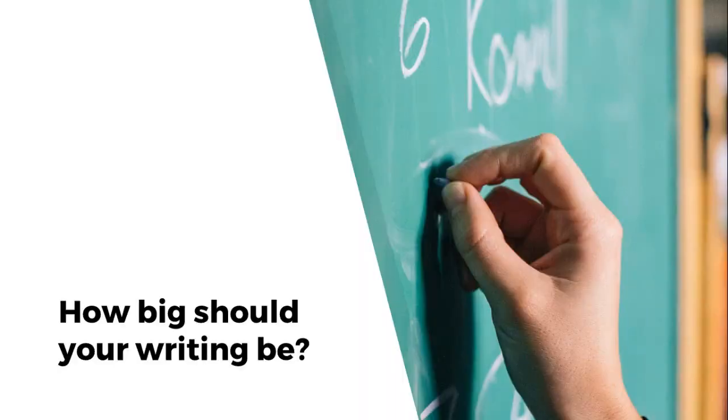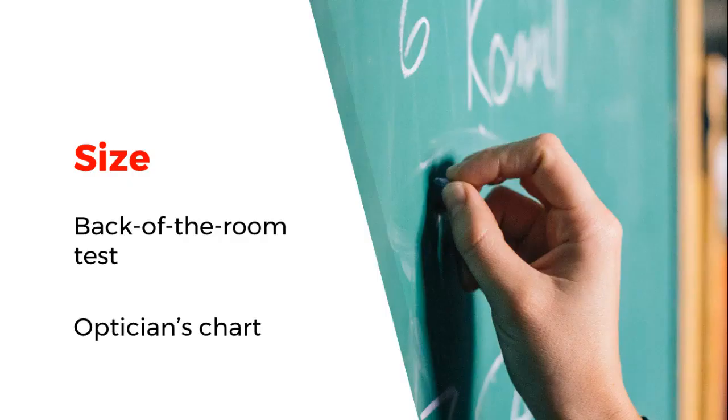How big should your writing be? Well, there's a very simple way to test it. Write a few sentences on the board, then go to the back of the room and see which one you feel comfortable with. So it's kind of like an optician's chart. You go to the back of the room and you think, okay, well, that seems about right.